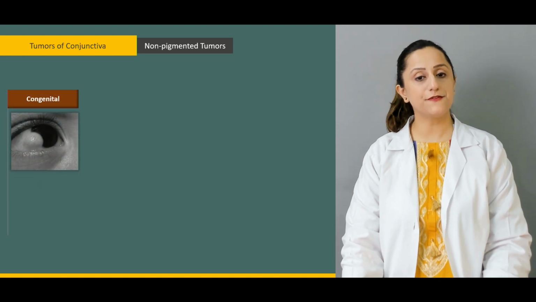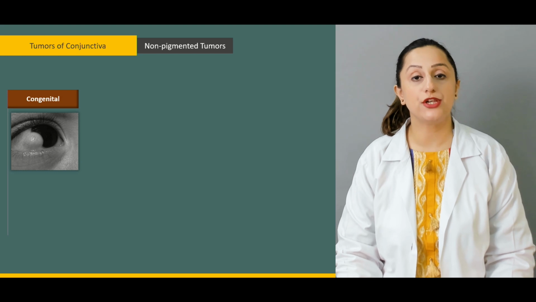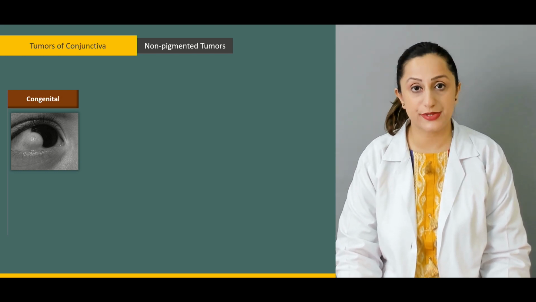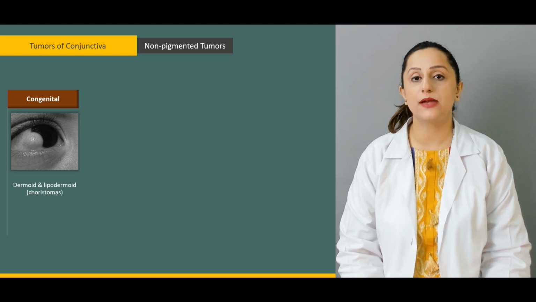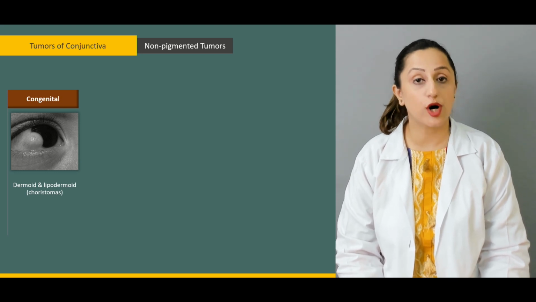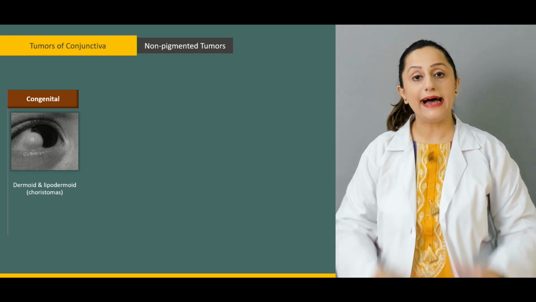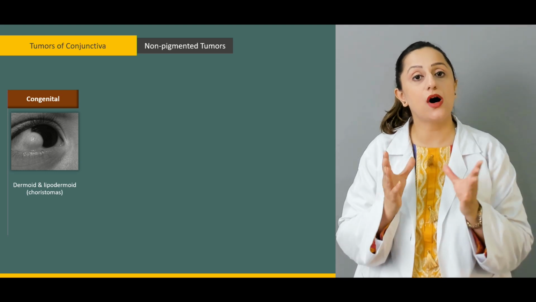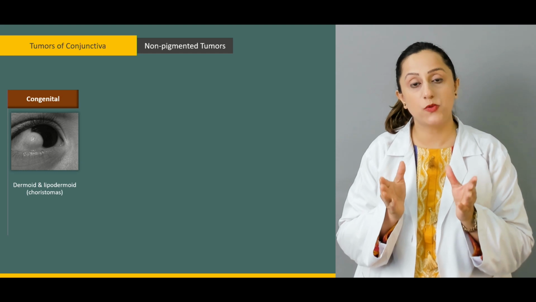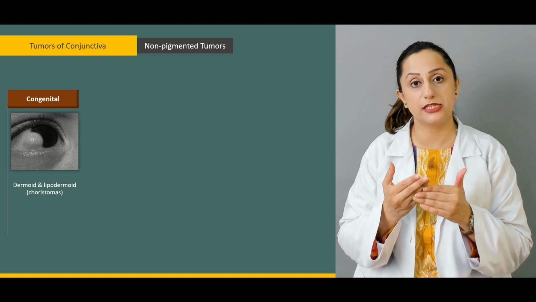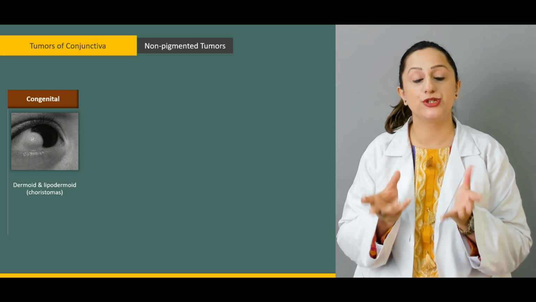So the causative factors for the development of the non-pigmented tumors can be a lot of congenital tumors that can arise in the individual. We have dermoid and we have the lipodermoid, that is also known as the choristomas. Lipodermoid cysts are basically when there is a collection of fatty layer around the cystic lesions. We always consider this kind of cystic lesion to be a lipodermoid cyst.